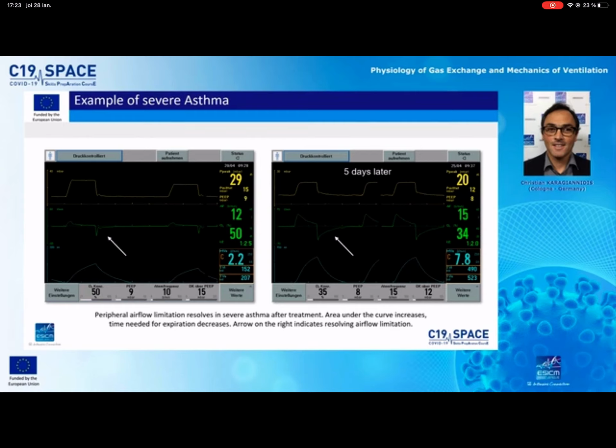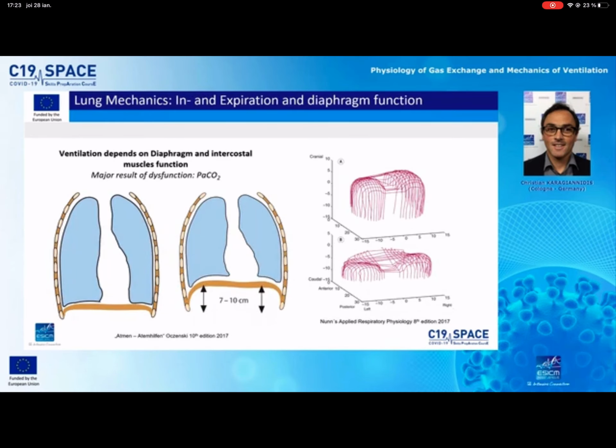In regard of your COVID patient, I guess it's very important always to look at the flow curve of the ventilator and to have a look if the patient has enough time to expire and if there is any airflow limitation. So how do we get the air in and out of the lungs?